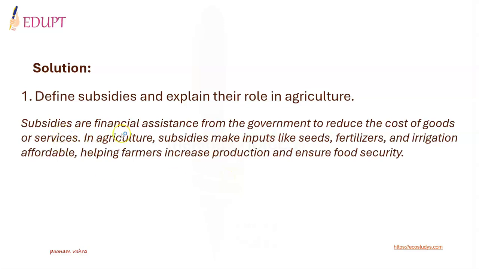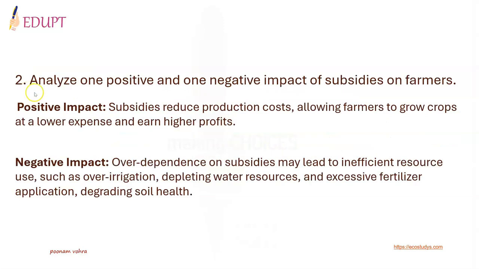Subsidies are financial assistance from the government to reduce the cost of goods and services. And in agriculture, subsidies make inputs like seeds, fertilizers, and irrigation affordable, helping farmers increase production and ensure food security. Question 2. Analyze one positive and one negative impact of subsidies on farmers. Just write one sentence for positive impact and one for negative.